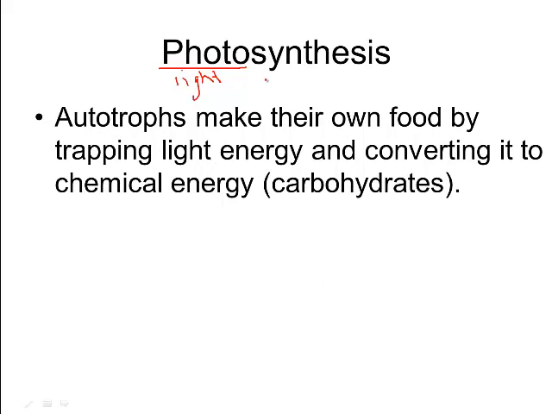And the thing that we're going to be making is food. So autotrophs are able to make their own food by using the energy from the sun and converting it into chemical energy. So we're taking sun energy and we're converting it into chemical energy. That chemical energy is in the form of carbohydrates for the most part. So what we're looking at when we talk about photosynthesis is the formation of carbohydrates. And we're going to mainly talk about that in the sugar glucose.